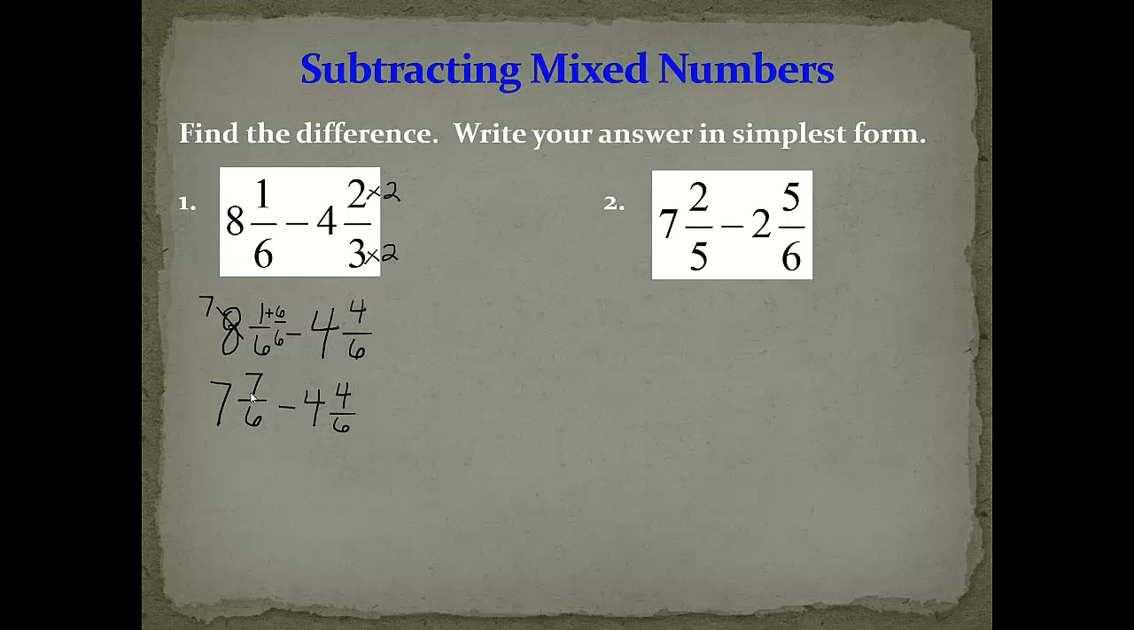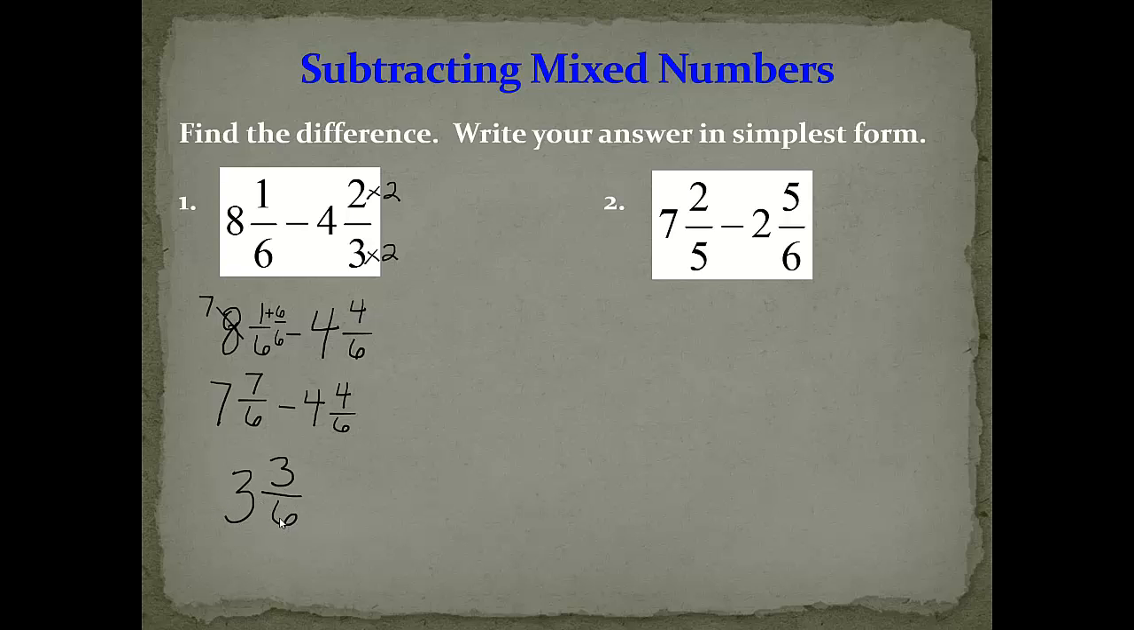Now we can subtract our fractions because we have 7 minus 4. And 7 minus 4 is 3. So for our fraction, we have 3/6. And now for our whole numbers, 7 minus 4 is 3. So our answer is 3 and 3/6.